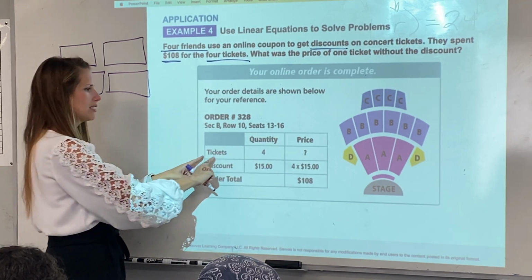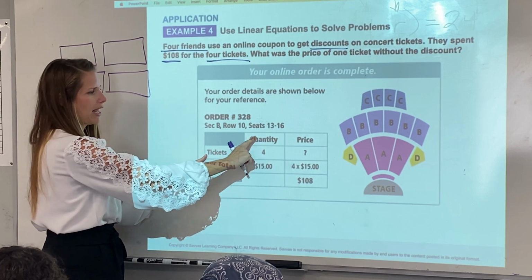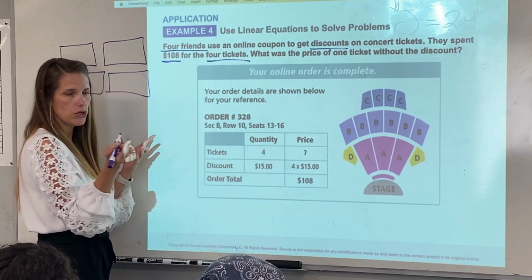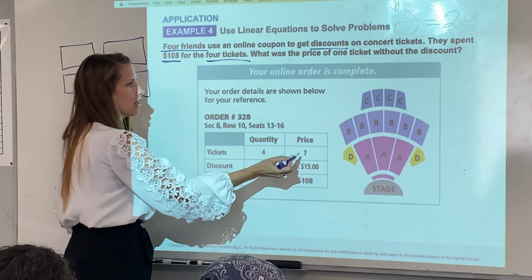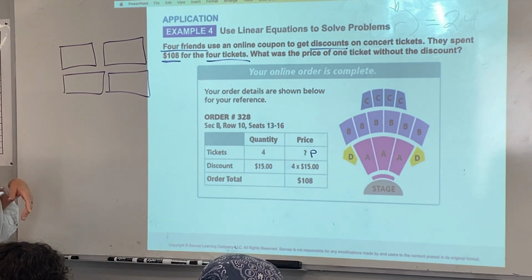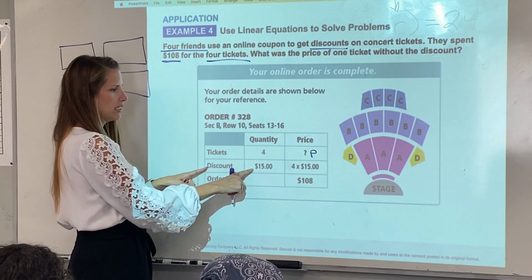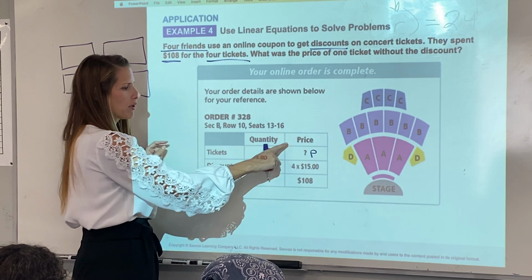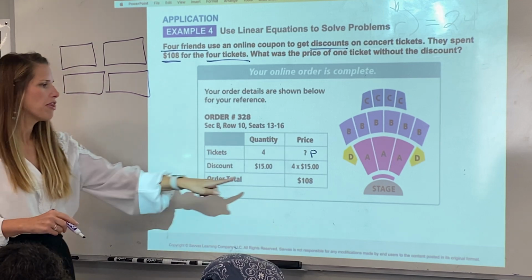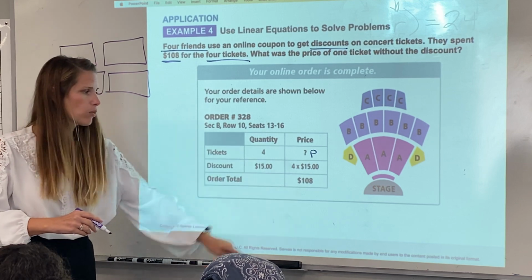And then we can read this table also. How many tickets? 4. That's our quantity. Quantity means how many or how much. The price of a ticket, we don't know that. That's going to be our variable. We'll call it P for price, right? We can call it X if we want to. I believe the book calls it P when we move on. The discount is $15. The price of the discount would be $15 4 times. The total that they spent with their discount is 108.